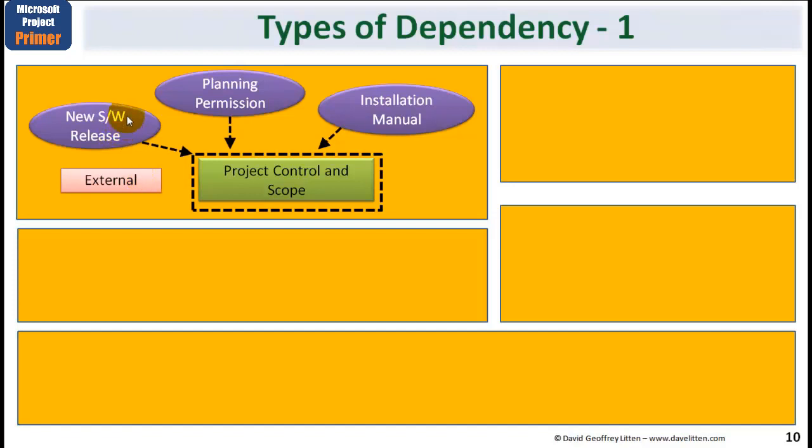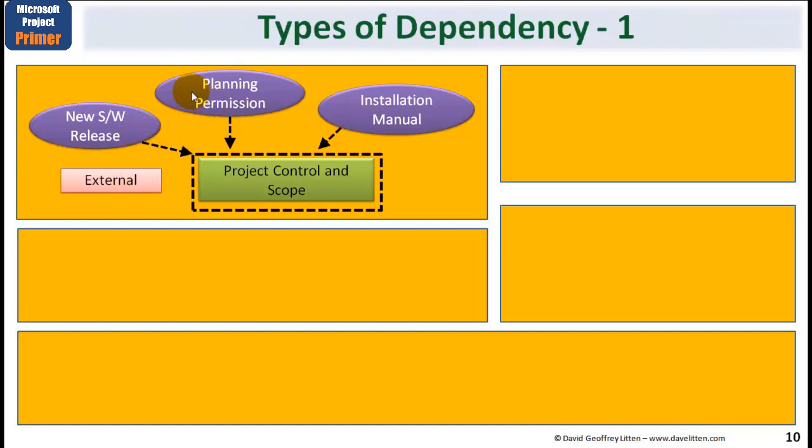You may find, and these are just examples, that a new software release which is needed at some point within your project, the planned date for when that release occurs could be seen as an external constraint. Therefore, certain of the tasks are dependent on this date being met.